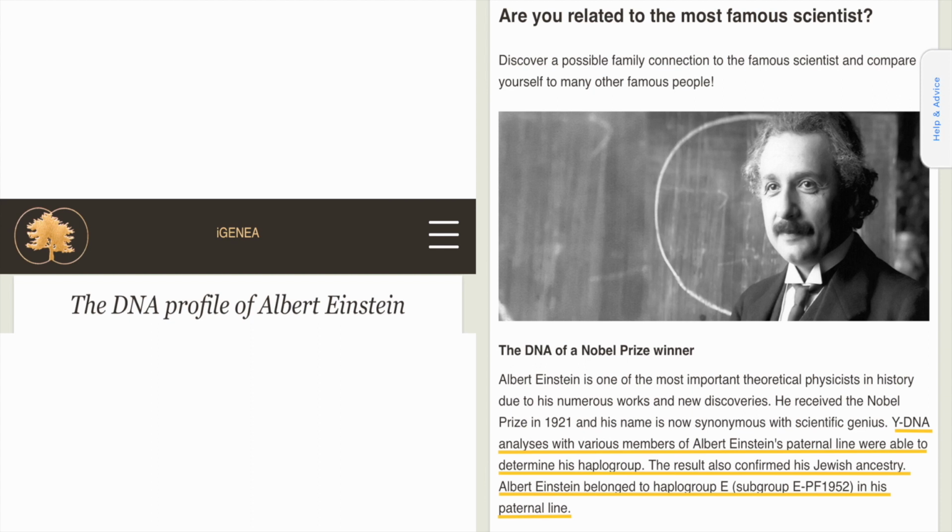According to iGenea, in an article titled The DNA Profile of Albert Einstein, it reads: DNA analysis with various members of Albert Einstein's paternal lineage were able to determine his haplogroup. The result also confirmed his Jewish ancestry. Albert Einstein belonged to haplogroup E, subgroup E-PF1952 in his paternal lineage.